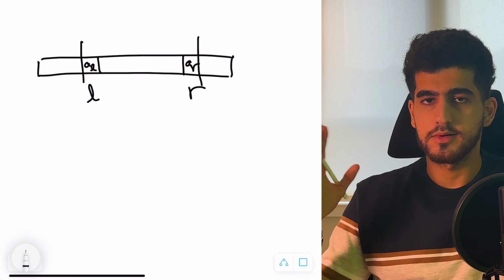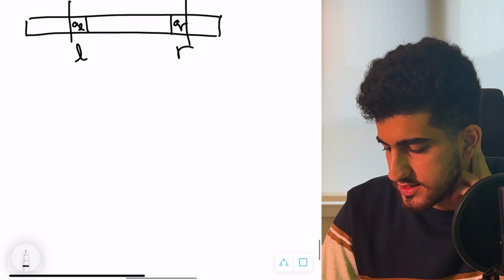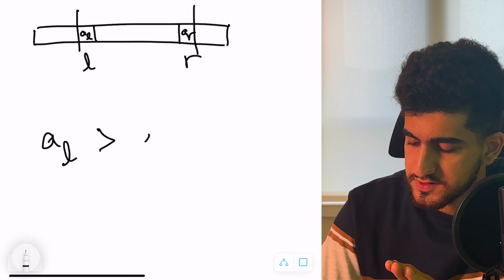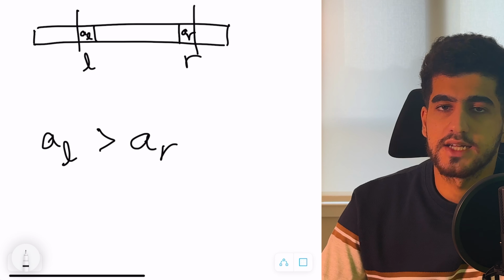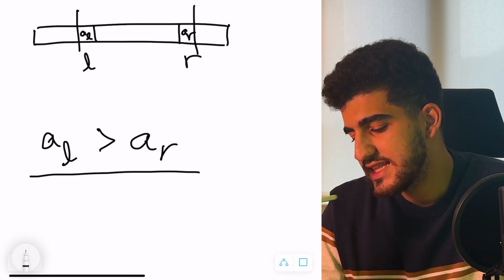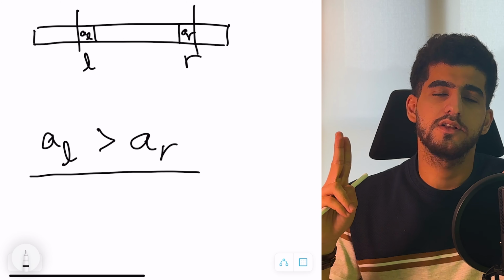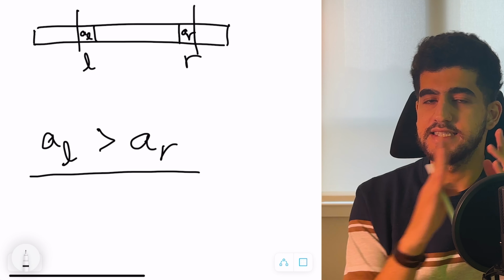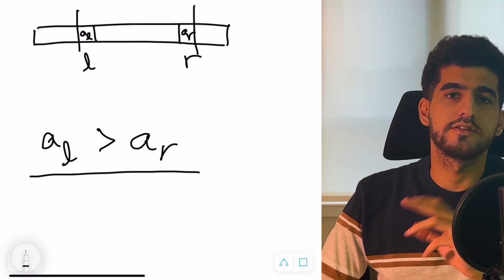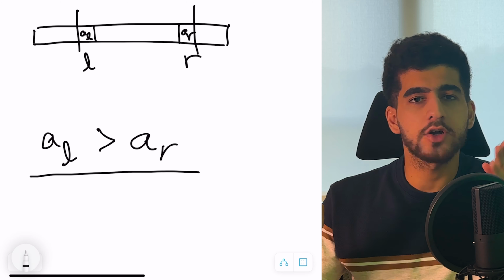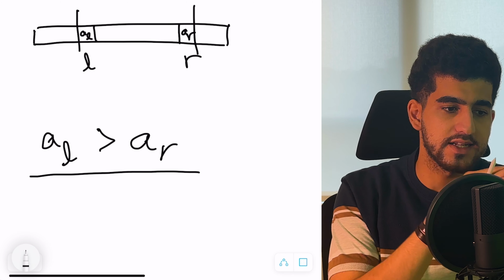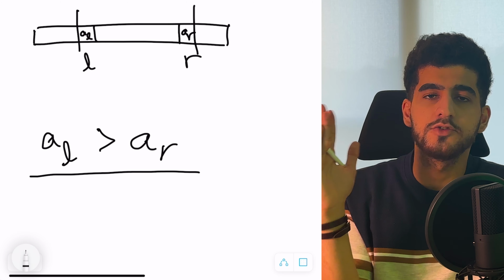So this subarray is not a good subarray. So one of them is greater than the other one. Assume that A of L is greater than A of R without loss of generality. Then what can I say? If A of L is greater than A of R, I can say that this is the only interval that L is in the left part of it, and A of L is greater than A of R. So there is only one subarray that L is to the left of it, A of L is greater than A of R, and this is a good array.